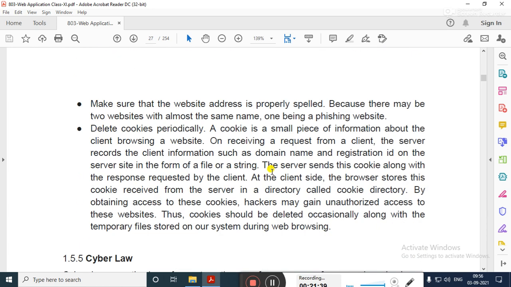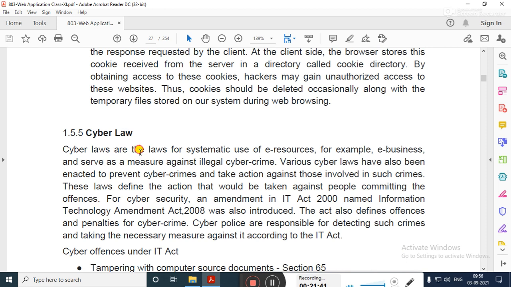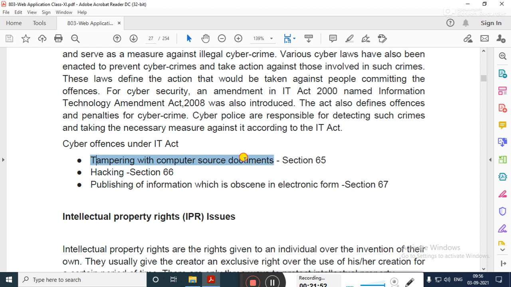Now, what is cyber law? Cyber law is basically the laws that govern the systematic use of e-resources, for example e-businesses, and serve as measures against illegal cyber crime. Various cyber laws have also been enacted to prevent cyber crime. So, what is cyber crime? The tampering with computer source documents, that is Section 65.